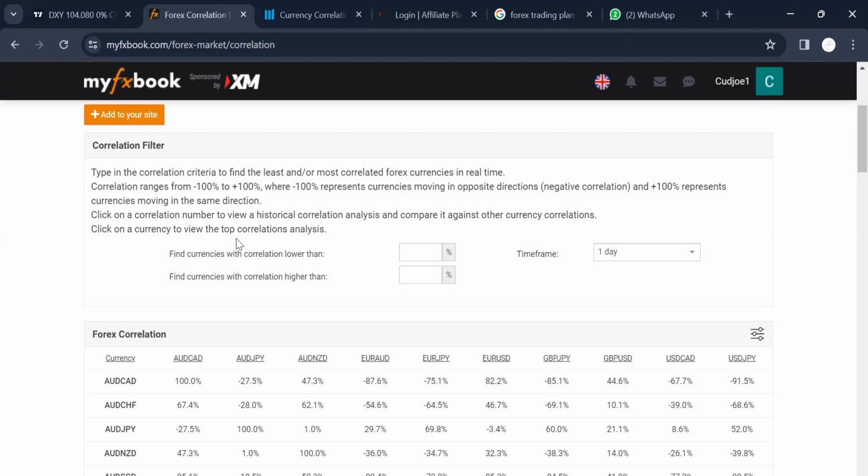Now, correlation ranges from negative 100% to positive 100%. So I think we have looked at this, right? Any negative number from, let's say, 1 up to negative 100%, we are negatively correlated. Then the positive one up to 100 is a positive correlation. So that's what we are talking about. So if you want to check this, you just type in the field: find the currencies with correlation lower than. So you put in the value, right? We have 80% or 70%, whatever value you see.